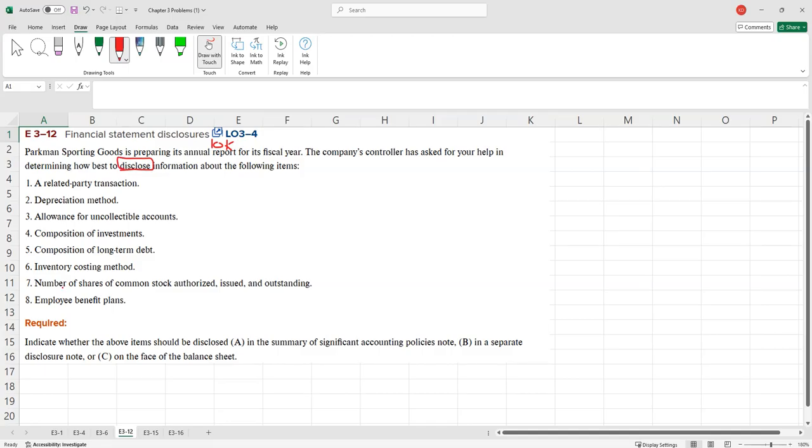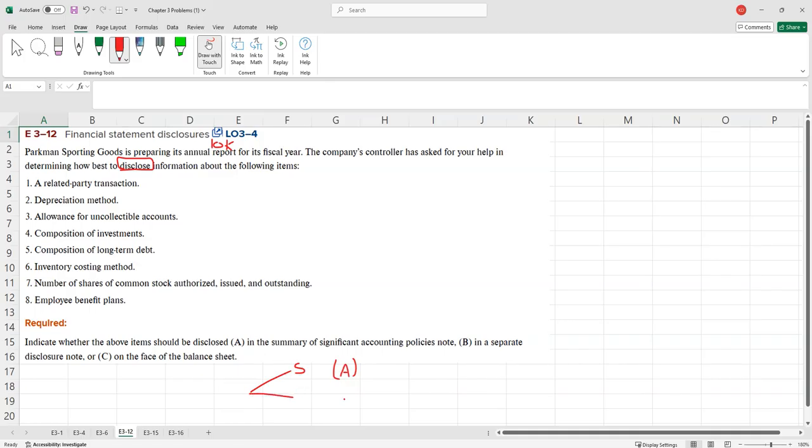They're giving us a list of items, and we can either disclose these things in A, the summary of significant accounting policies. What do we do in there? We talk about the rules and processes, the procedures for accounting that we use. We follow GAAP. Here are the methods we use to calculate depreciation. We use LIFO for inventory, right? So it's just those accounting policies. That would be one option, A.